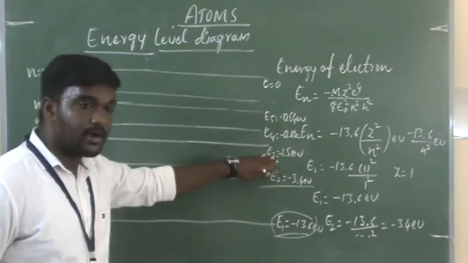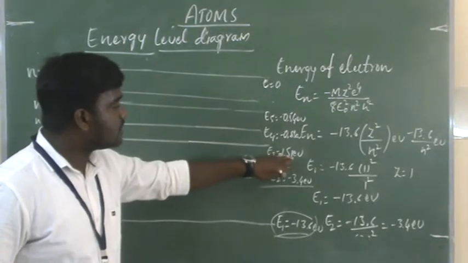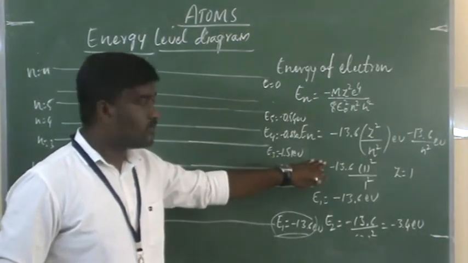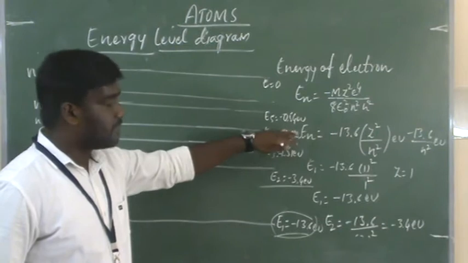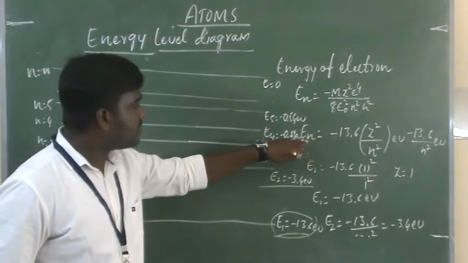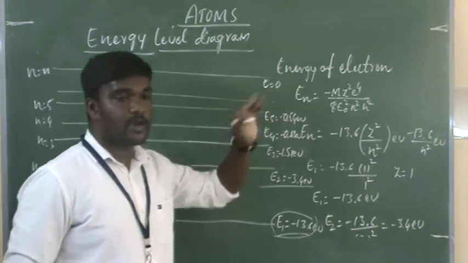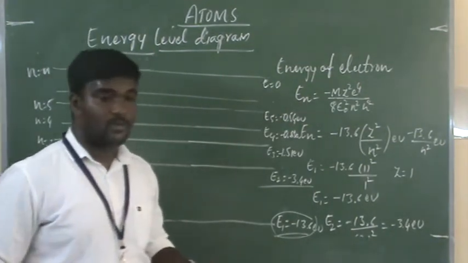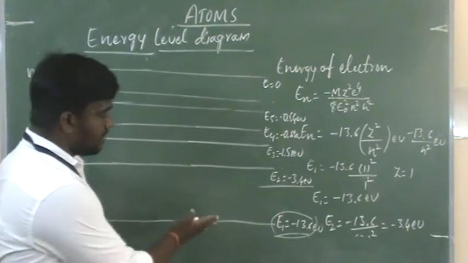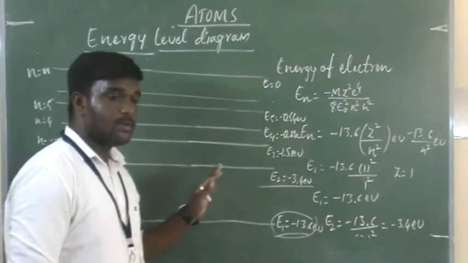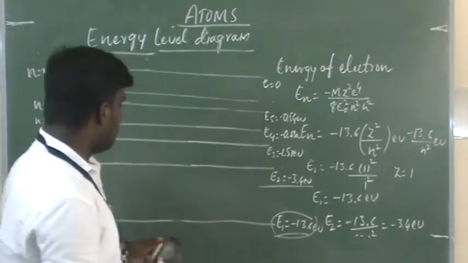Okay, in the same way, the third orbit energy is minus 1.5 electron volt, the fourth orbit minus 0.85 electron volt, and the fifth orbit minus 0.54 electron volt. Okay, this is the energy level diagram of the hydrogen atom.